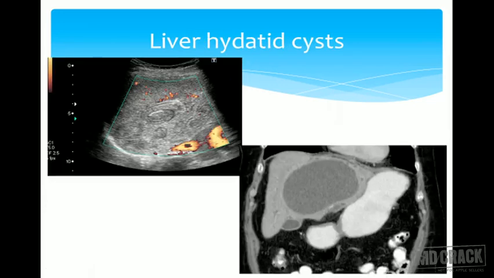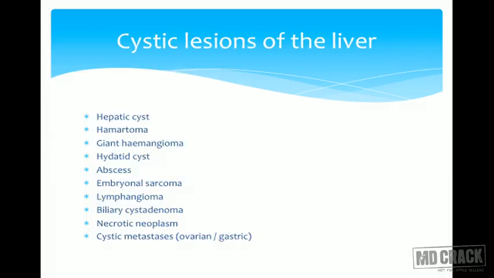Liver hydatid cysts. These are two different patients. This is an ultrasound appearance and this is a CT appearance of two cysts in two different stages. So if there is any calcification, if there are septae, then you may want to think of a hydatid cyst or any other neoplasm. So what are the cystic lesions of the liver?